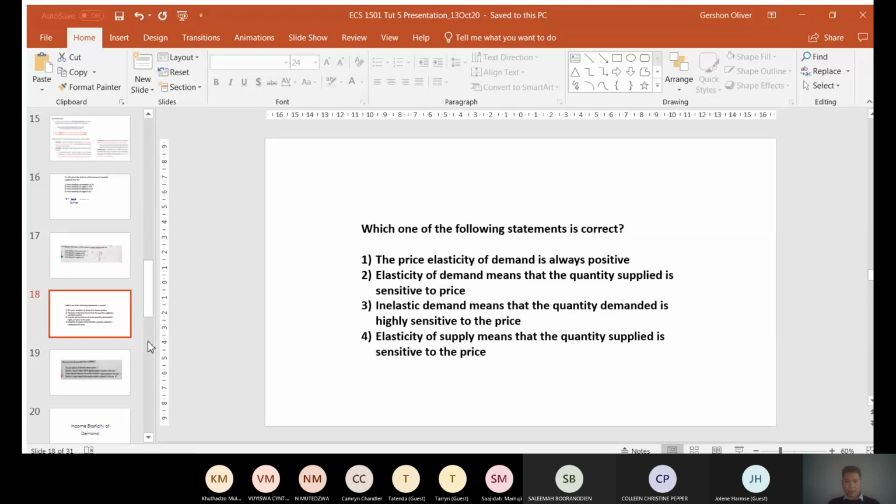Here we got another question, and not Jolene this time. Which one of the following statements is correct? Price elasticity of demand is always positive. Elasticity of demand means that the quantity supplied is sensitive to price. Inelastic demand means that quantity demanded is highly sensitive to the price. Elasticity of supply means the quantity supplied is sensitive to the price. It's not just about giving me the right answer. I want you to tell me the reason why the others are incorrect. So we're going to go through 1, 2, 3, and 4 and tell me why they are incorrect or why the one is correct.